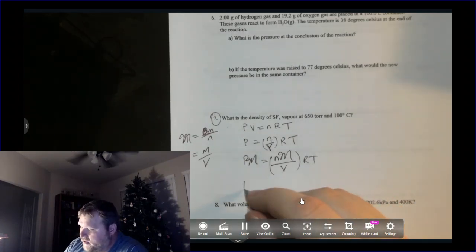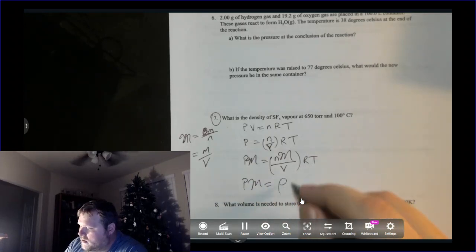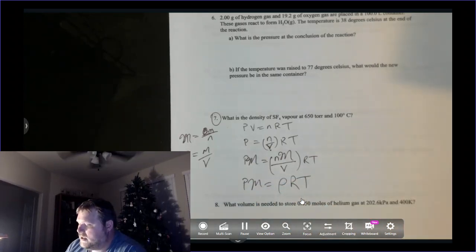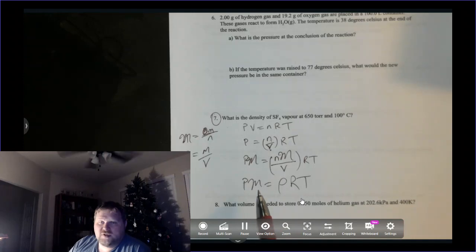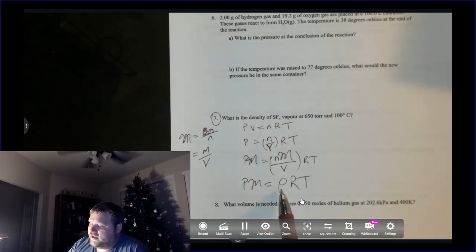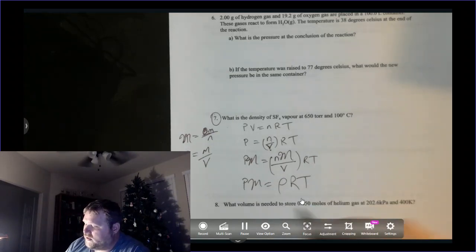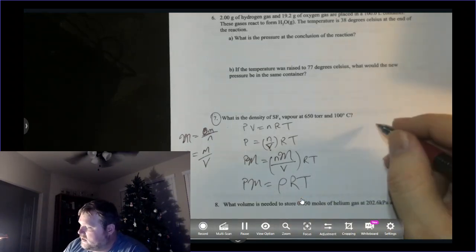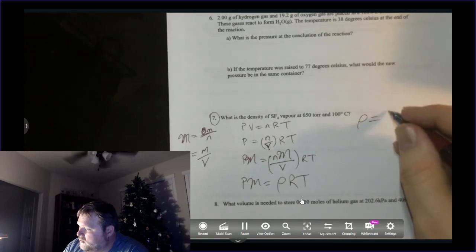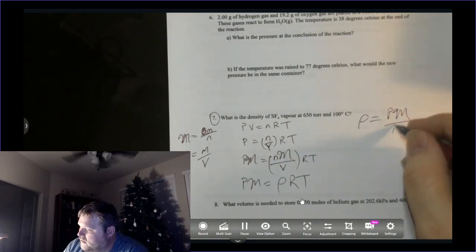And folks, that right there is density. Pressure times the molar mass of the gas equals the density of the gas times RT. So for this problem, if I want to solve for density, it's just going to be density equals pressure times molar mass over RT.